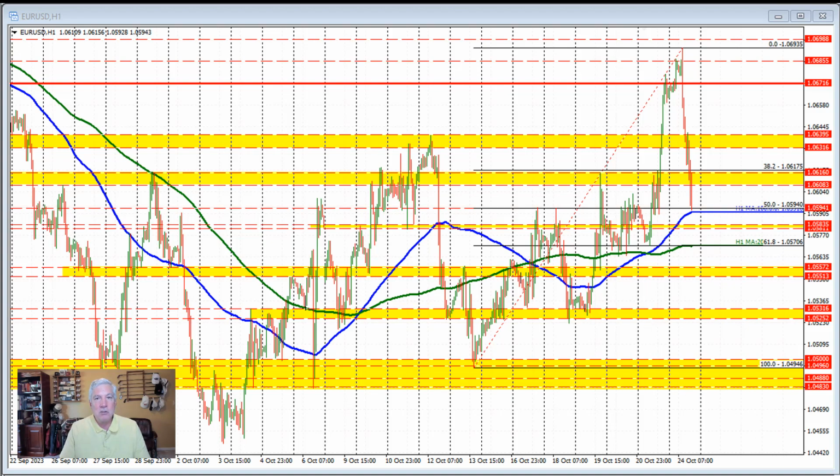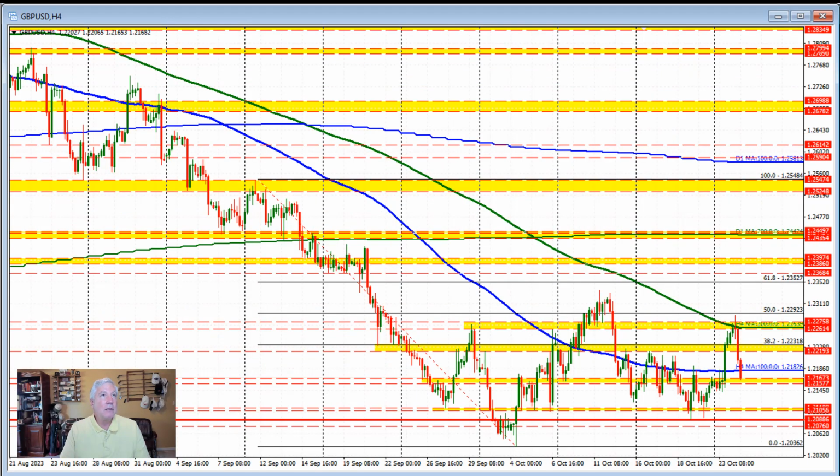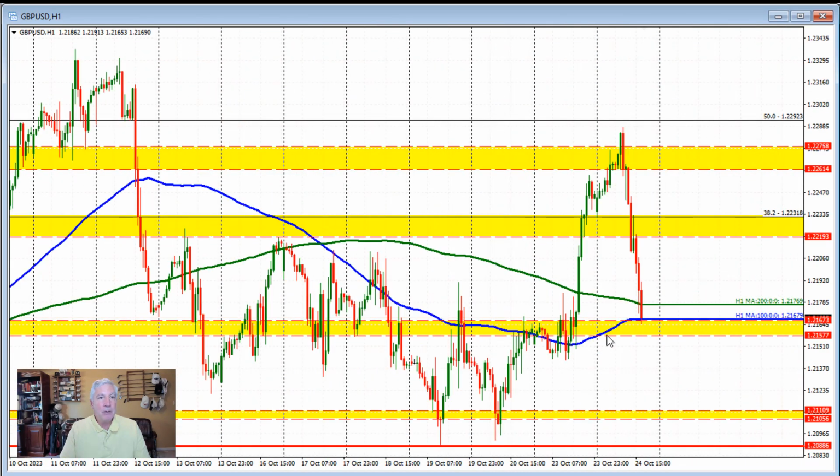Let's take a look at the sterling versus U.S. dollar next, and I'm going to put this on the hourly chart. Why? Because the pair is also testing key moving average levels, including the 200-hour moving average, that's the green line in this chart, and the 100-hour moving average, that's the blue line in this chart. They come in at 1.2176 and 1.2167. A break below those levels would increase the bearish bias for this pair.